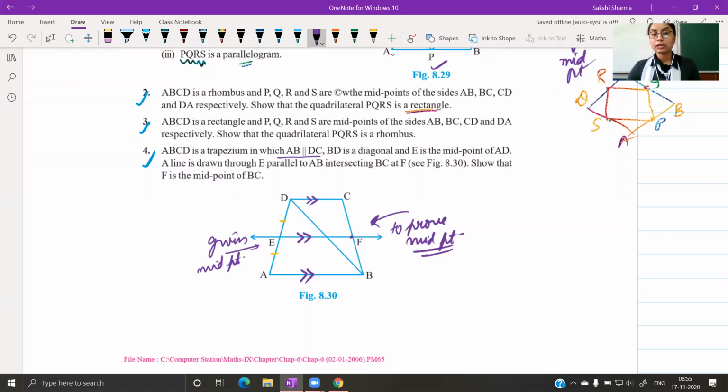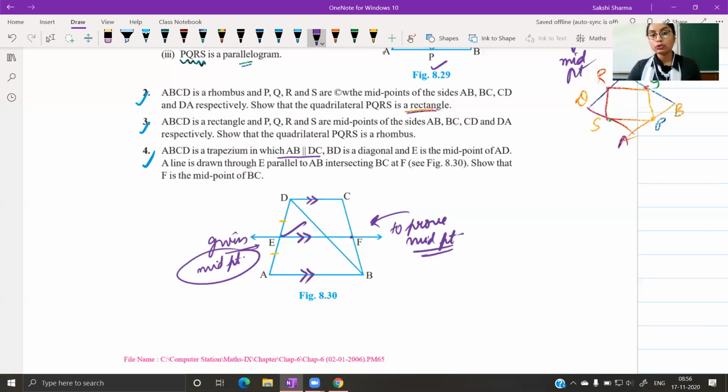So right now what's given to us is we are given 1 midpoint, we are given the condition of parallel lines, and then eventually we have to prove that this line which has been drawn through the midpoint E is meeting the opposite side at the midpoint as well. So in order to prove this, first of all, you need to remember that midpoint theorem or converse of midpoint theorem will only be applicable in a triangle. Both these theorems are only applicable in triangles.